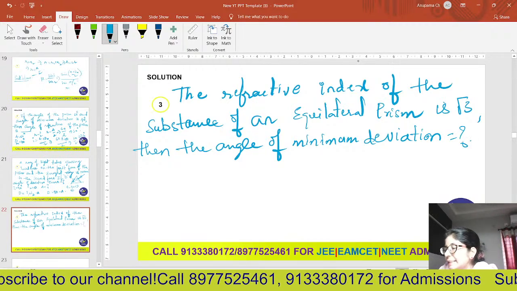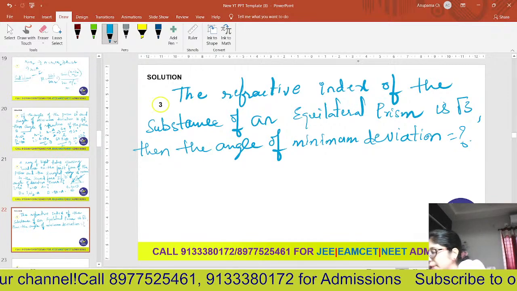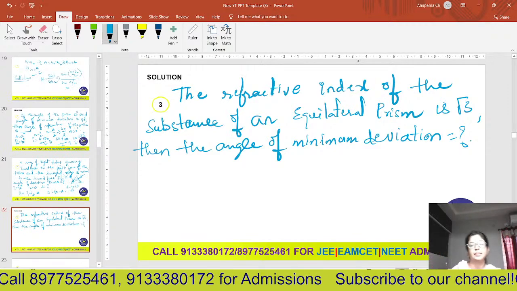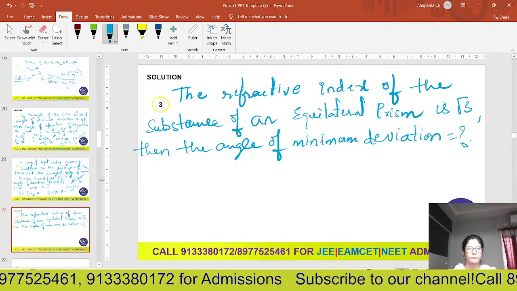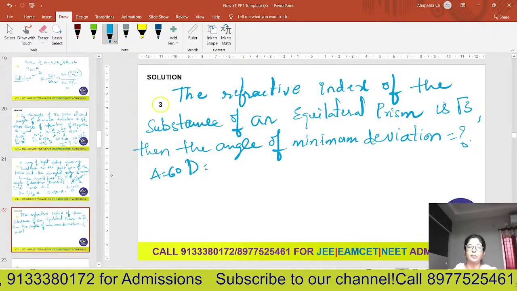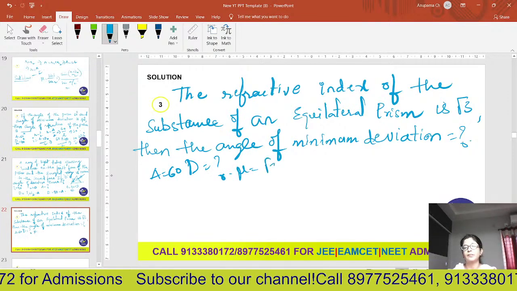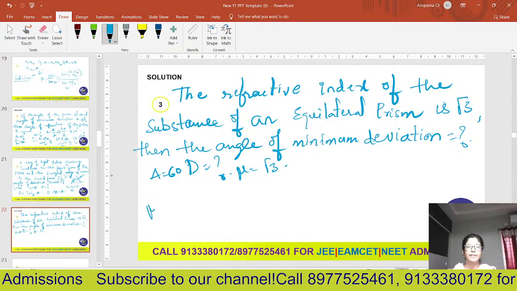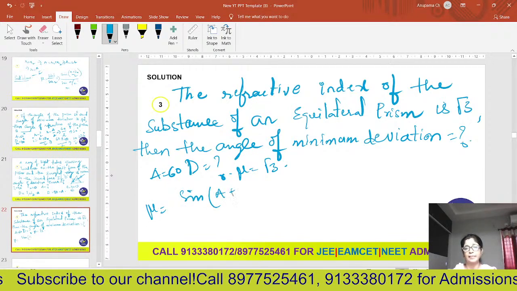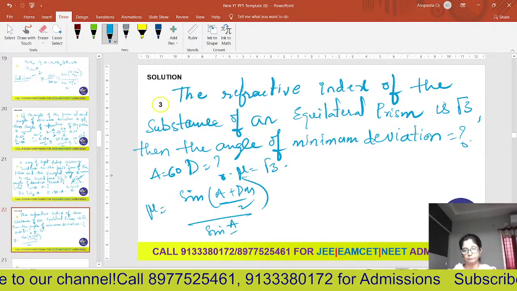Now tell me, this is an equilateral prism. That means angle of the prism is what? Angle of the prism is 60 degrees. And what we need to find out? We need to find out the value, and the refractive index mu is equal to root 3. Fine. We have mu is equal to sine (A plus Dm) by 2 by sine A by 2.